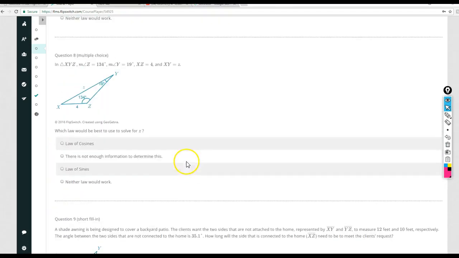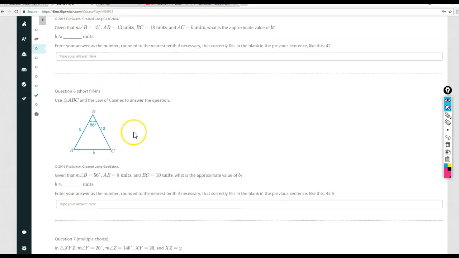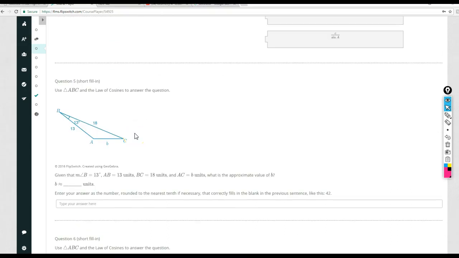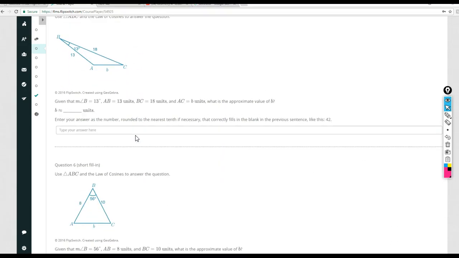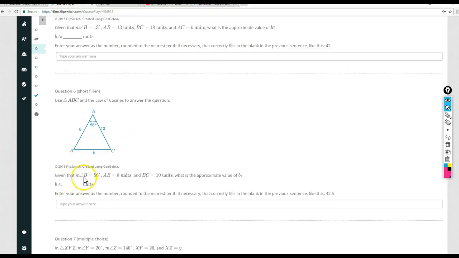Okay, we're going to jump to using our law of cosines. So use triangle ABC and the law of cosines to answer the following question. Given measured angle B is equal to 56 degrees, segment AB is equal to 8 units, and segment BC is equal to 10 units, what is the approximate value of b?